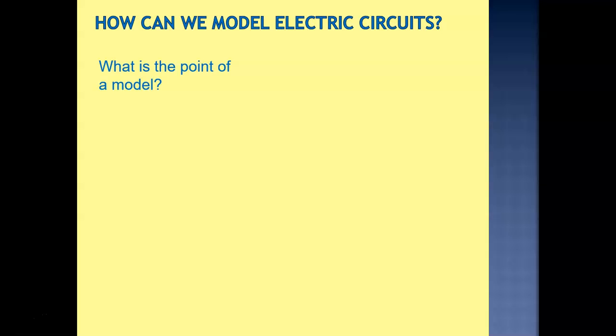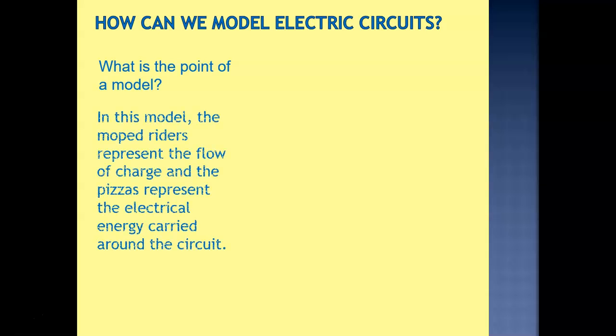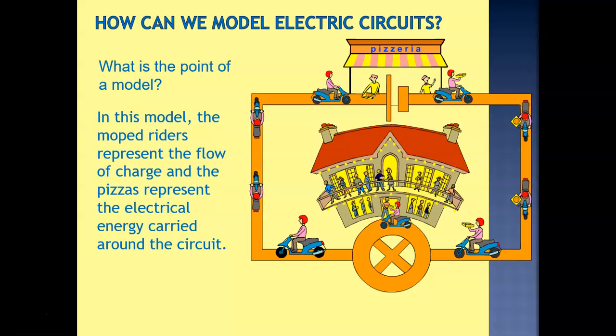So how can we model electric circuits? Well, what's the point of a model? It is to try and visualize it in a slightly different way so we can work out what's happening a little easier. So in this model, we have a pizzeria, we have a restaurant where people will be eating them, and we have little mopeds carrying them around. In this case, the moped riders represent the flow of charge, or the electrons that are moving around that circuit. The pizzas represent the electrical energy carried around the circuit.